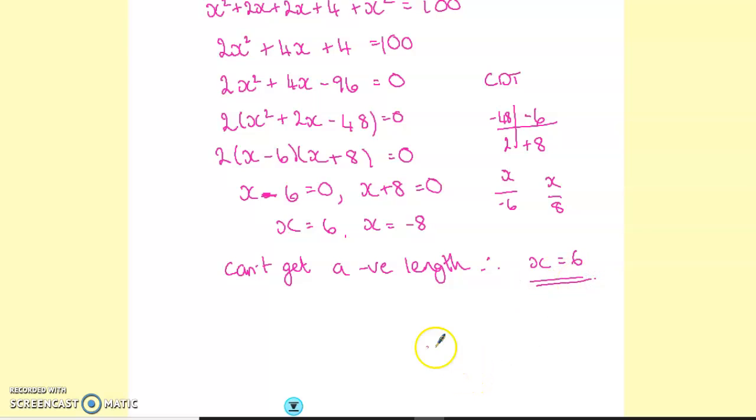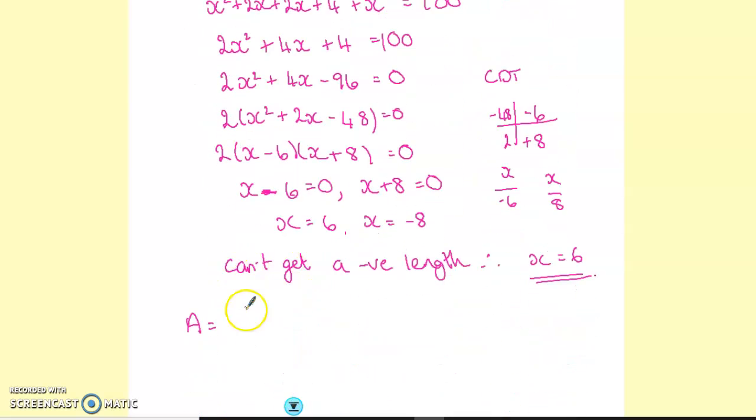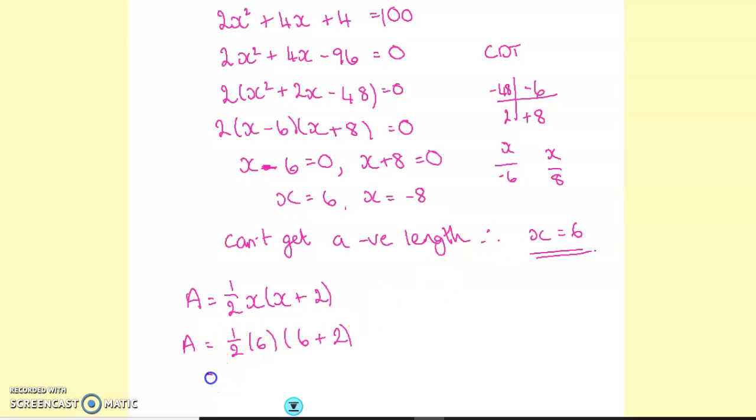Okay. Think back to the beginning of the question though. We're not actually asked what x is, we're asked for the area of the triangle. We've worked out an expression for our area of a triangle. It's a half x times x plus 2. I've now worked out that x is 6, so it's a half of 6 times 6 plus 2. Half of 6 is 3, 6 plus 2 is 8. Brackets means times. So the area of my triangle would be 24 centimetres squared.